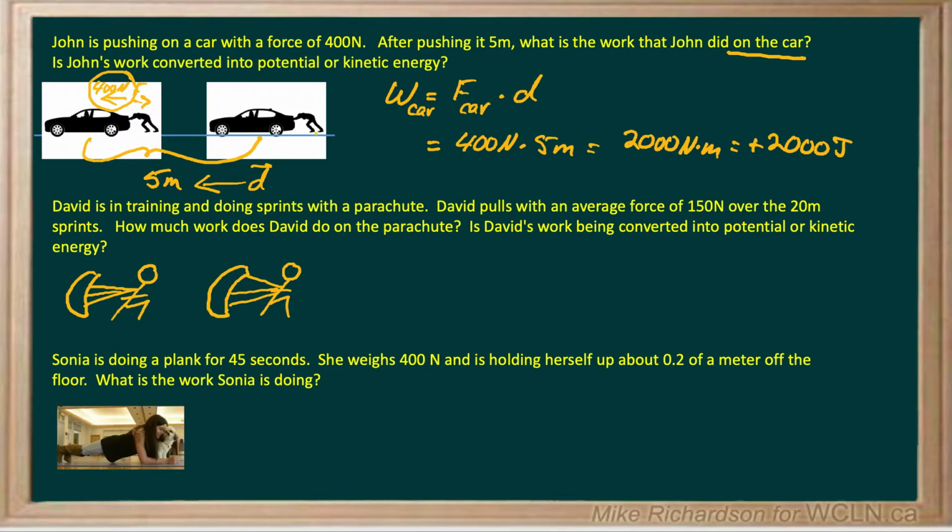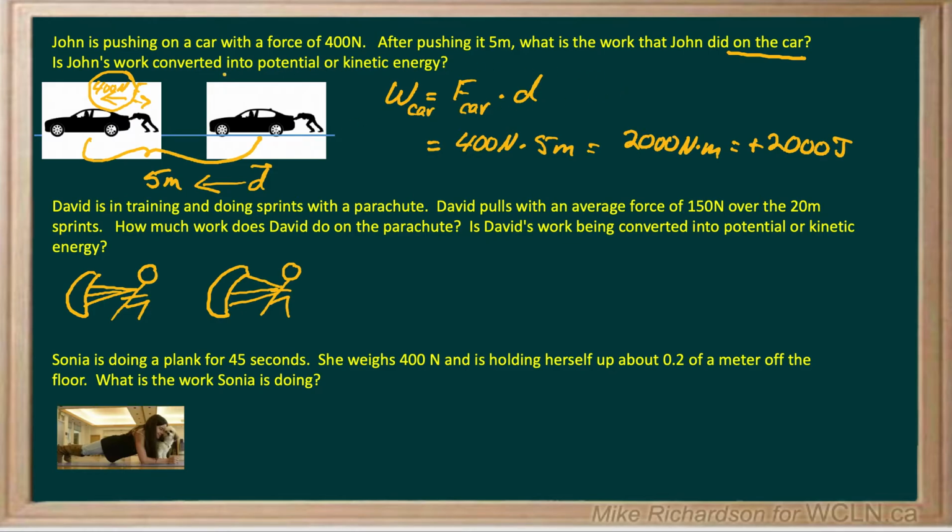Notice if I did the work done on the person, on John, the force that acts on him is to the right while the displacement is to the left. So John's work would be the same value because the forces are equal and opposite, but his work would be negative. So in other words, John is actually losing energy. If the car wasn't in his way, he would have more energy. He would be going faster.